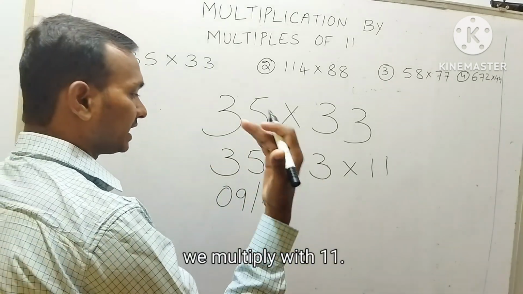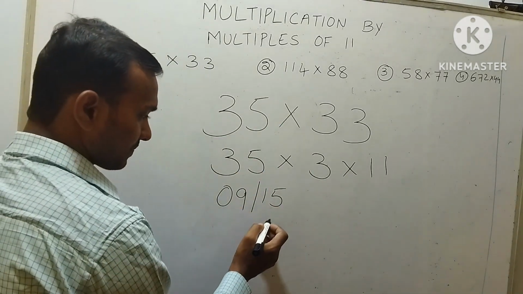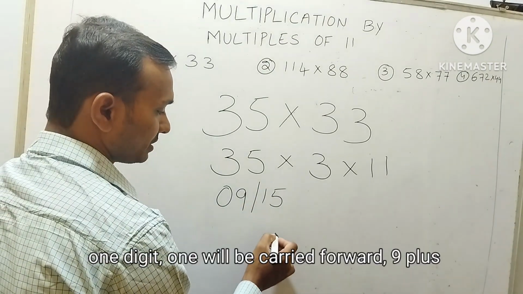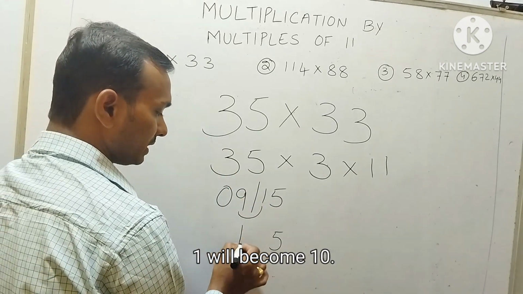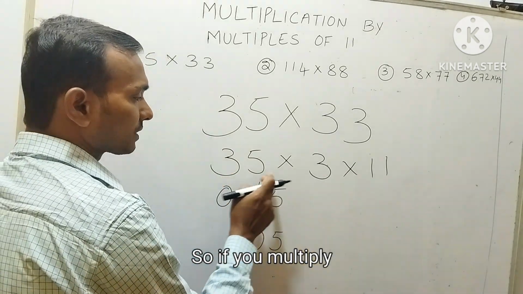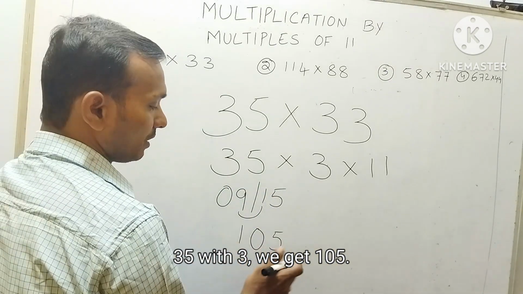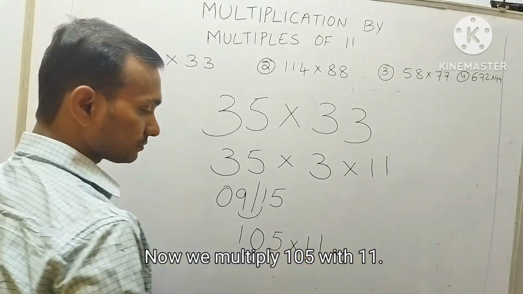After that, we multiply with 11. First, what is the answer for this? Here we have a 2-digit number. We take only 1 digit. 1 will be carry forward. 9 plus 1, it becomes 10. So, if you multiply 35 with 3, we get 105. Now we multiply 105 with 11.